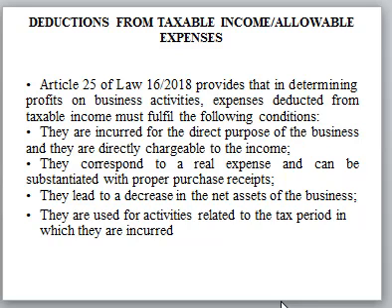Number 3, they lead to a decrease in the net asset of the business. For example, depreciation, impairment, bad debt. Those are expenses that lead to a decrease in the net asset value. Then they are used for activities related to the tax period, meaning those expenses must relate to that particular tax period. For example, in that case, you ignore the prepaid expenses.